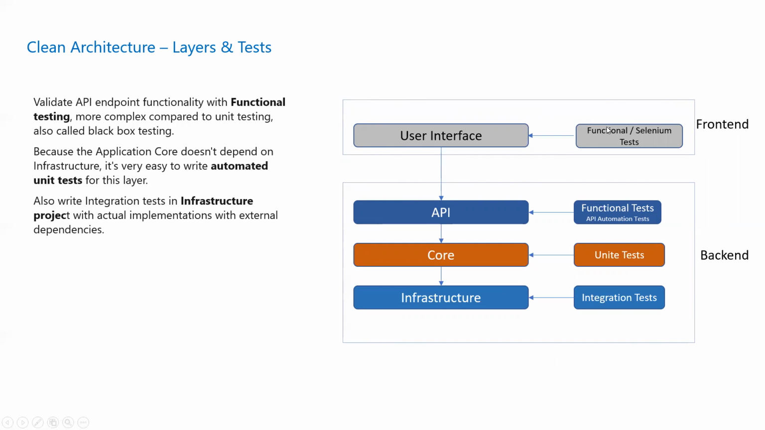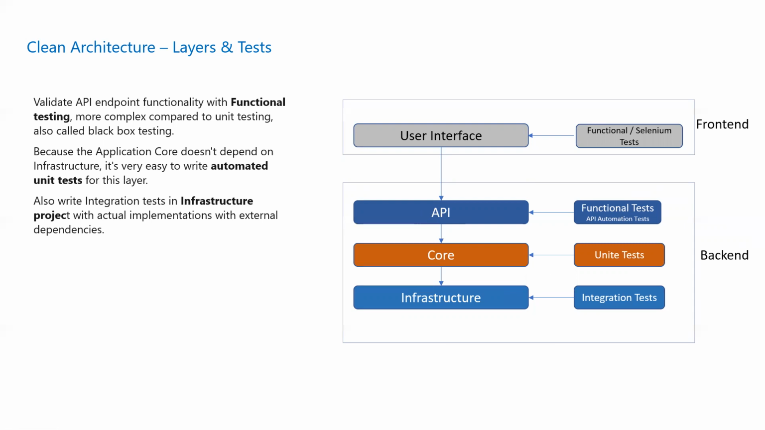And as I mentioned, on the front end side we can have the Selenium test cases for validating those business requirements. That's called functional testing. And you can also validate your API endpoints. Functional testing can be applied at the API level by using API automation test cases. And the next one is the core.